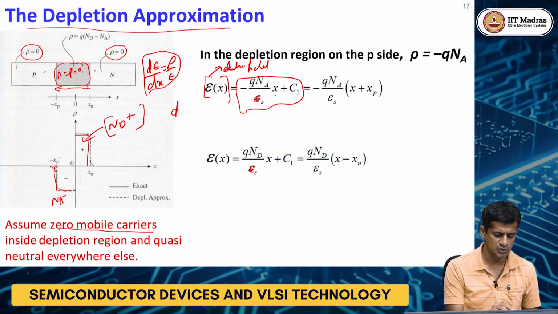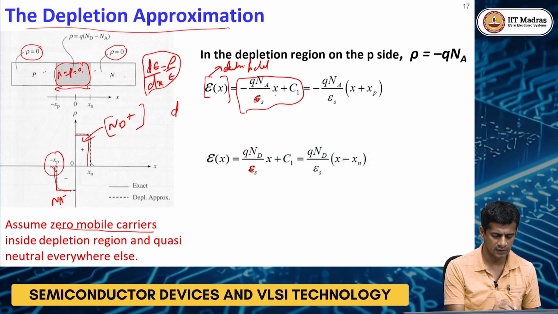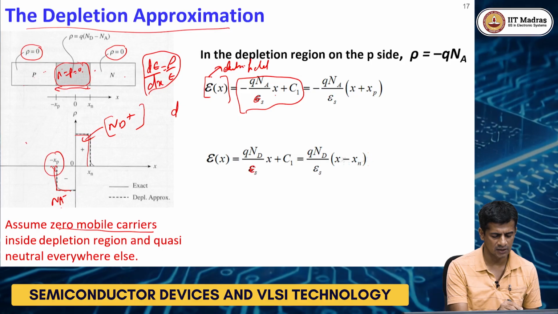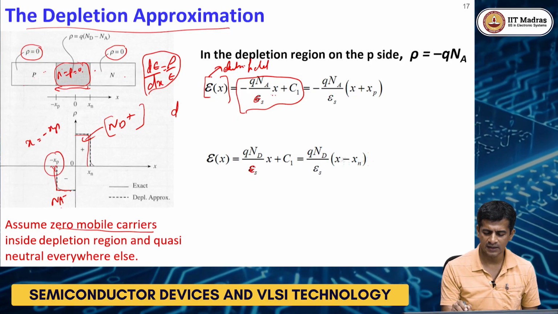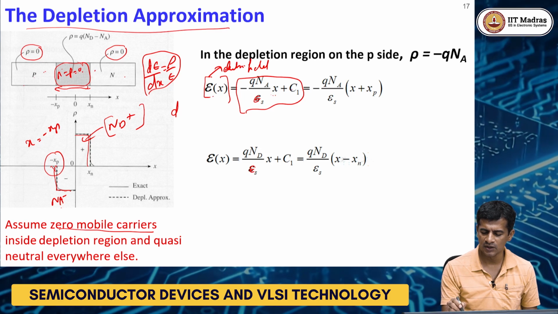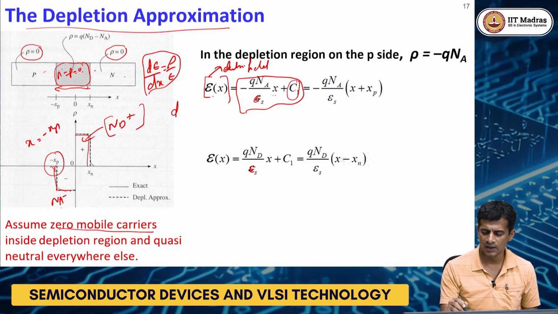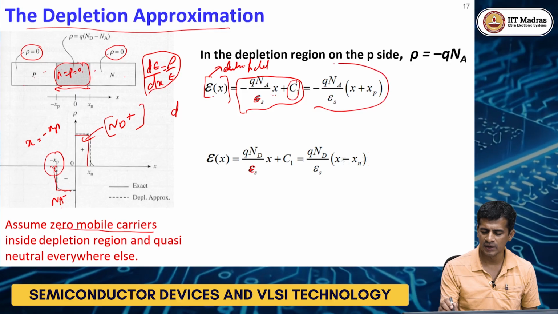You know the field goes to 0 at this point. At x equal to minus xp, the field should go to 0. So, you put x equal to minus xp, the field should go to 0. That will give you the constant of integration. Once you evaluate the constant of integration, you get this expression.